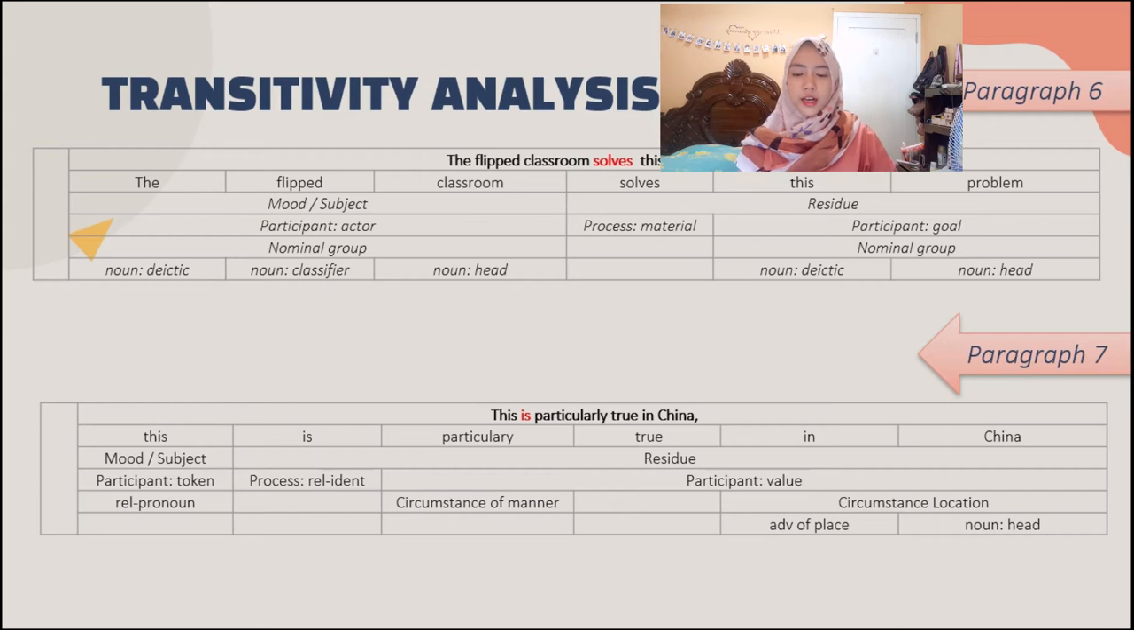And the next paragraph: this is particularly true in China. This is a mood or subject, is particularly true in China is a residue. This clause is a relational identifying process, and the participant is token from this, and particularly true in China is a value. This is a relative pronoun, and particularly is a circumstance of manner. And I found the circumstance of location, in China, and in is an adverb of place, and China is a noun of head.